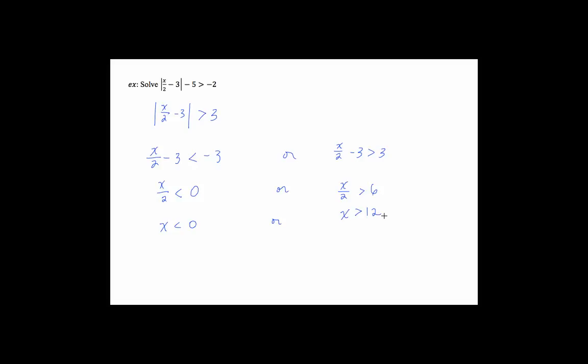So I can see in my head that that is not going to overlap. If a number is less than 0, there's no way it can also be greater than 12. So therefore this is a simplified form of the answer, or again in interval notation that would be from negative infinity to 0 and from 12 to infinity.